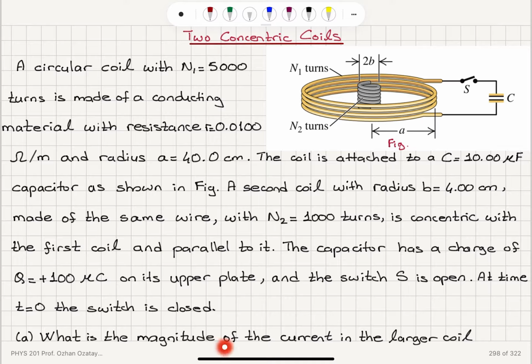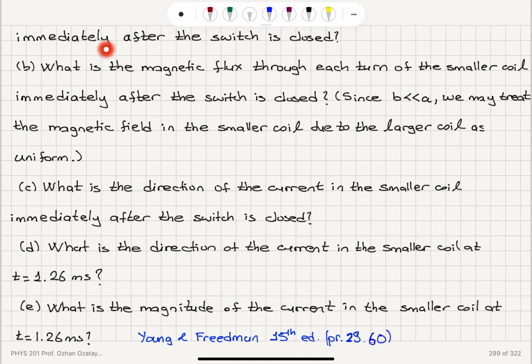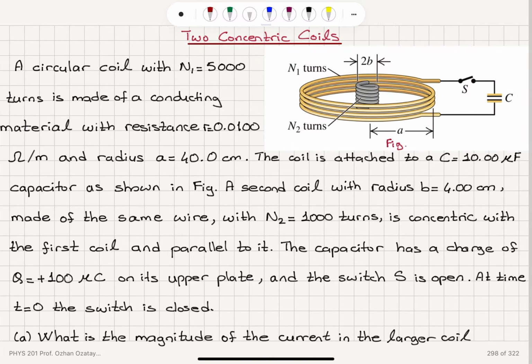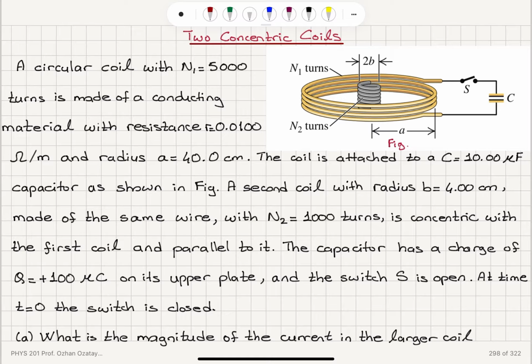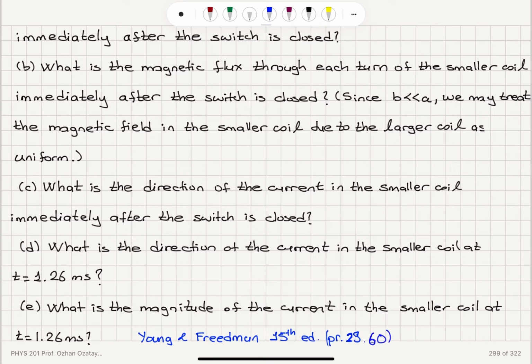Okay, so what is the magnitude of the current in the larger coil immediately after the switch is closed? So I called the larger coil coil 1, the smaller coil 2. Part B, what is the magnetic flux through each turn of the smaller coil immediately after the switch is closed?